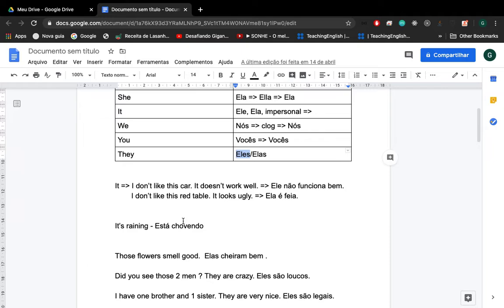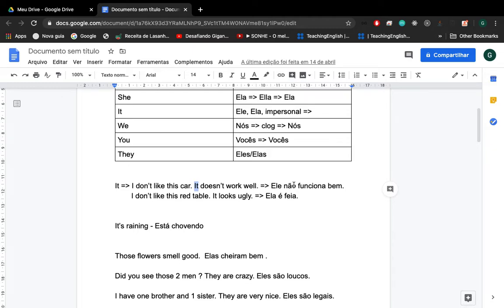First of all, we're going to have to take a deeper look at the pronoun "it" right here. Remember, I referred to this sentence to explain what a pronoun is for. Let's take a look at this sentence again. If I say, "I don't like this car, it doesn't work well," when I say "it," you already know in English that I'm talking about the car.